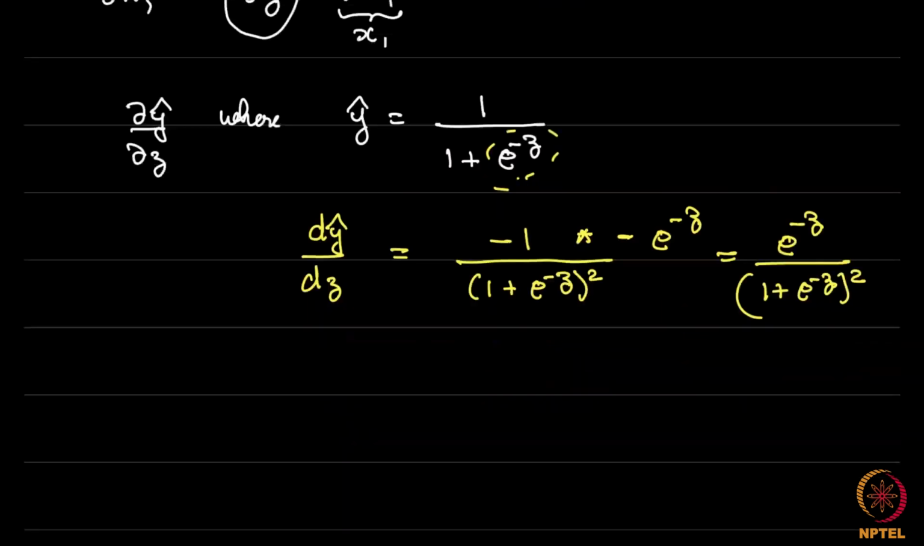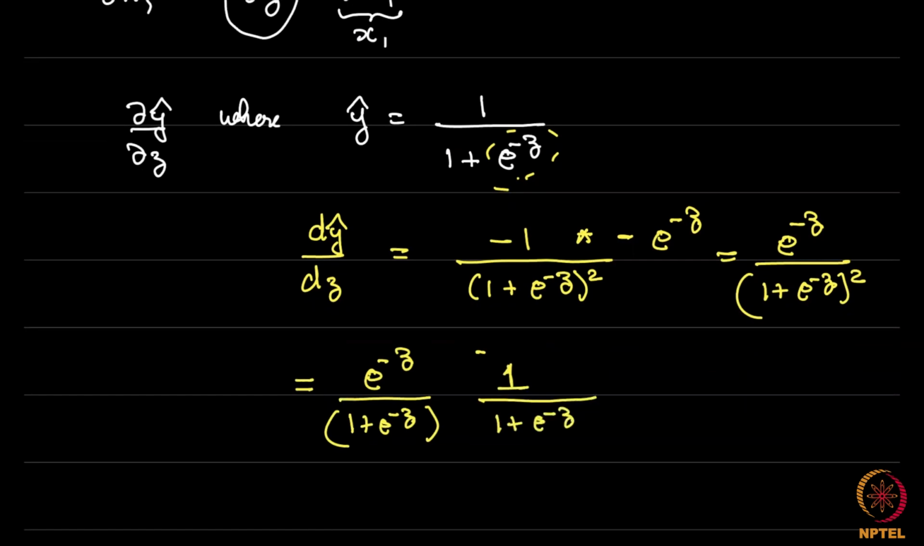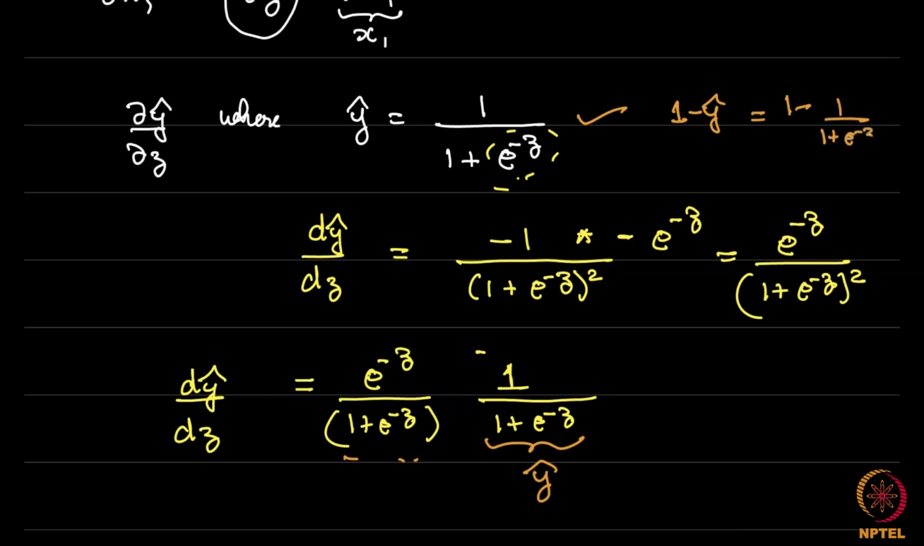Okay. Now, when you see this, you can split it further. This is just a trick. e to the power minus z by 1 plus e to the power minus z multiplied by 1 by 1 plus e to the power minus z. Okay, so this is dy hat dz. This second term here is simply the original y hat that we had. You can notice this. Now, the first term here, if you calculate 1 minus y hat, will be 1 minus 1 by 1 plus e to the power minus z.